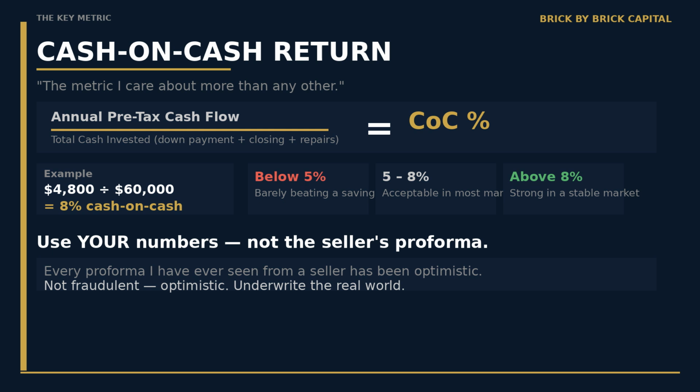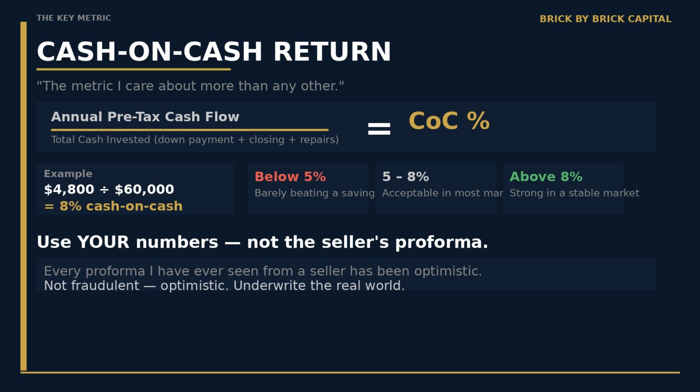Is 8% good? Depends on your market, your risk tolerance, and what else you could do with that $60,000. But as a general benchmark, below 5%, and you're barely beating a high-yield savings account while taking on landlord risk. 5 to 8% is acceptable in most markets. Above 8% in a stable market is strong.